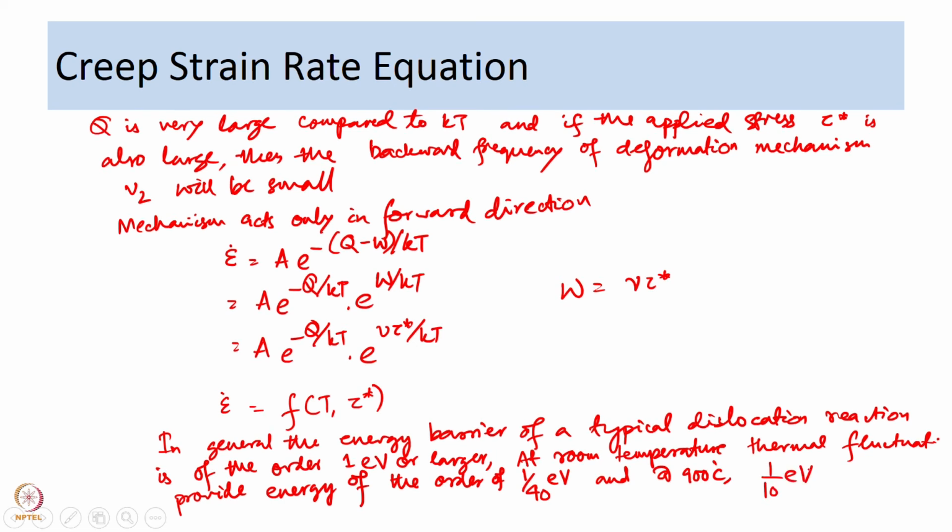So, as you keep increasing the temperature, the energy provided by thermal fluctuations also increases, and that is why it becomes easier for the dislocations to overcome the energy barrier at higher temperature. Of course, since the contribution from thermal fluctuations is only around 1 over 10 electron volt, it is small compared to the barrier height. So, you also need stress to play a role. That is why both stress and temperature together help the dislocations overcome the barriers to plastic deformation.